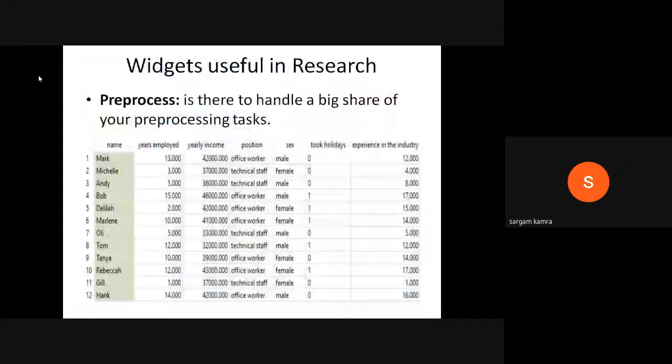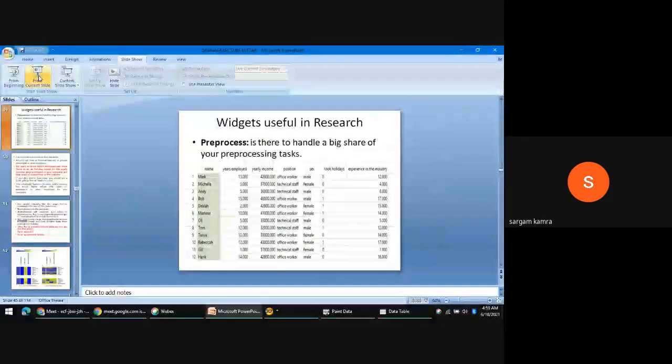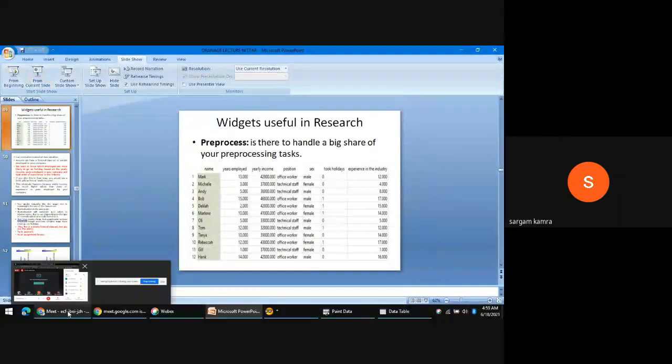Okay. So I told you about one more application called pre-processing. Pre-processing is a very important application of Orange. This is a fictitious data table which I have created. What is pre-processing, practically? Can I ask someone? What is pre-processing?